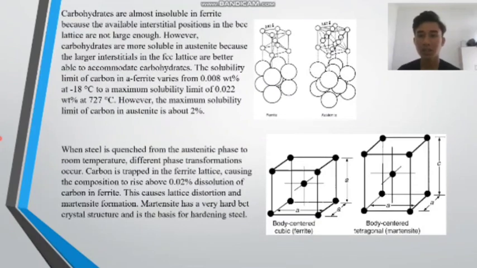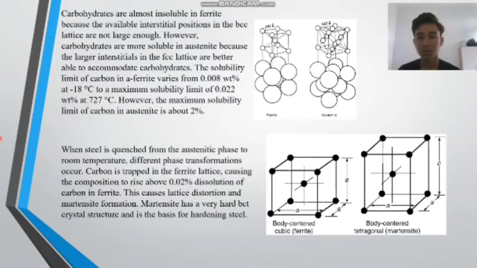Next, carbon is most insoluble in ferrite because the available interstitial positions in the BCC lattice are not large enough. However, carbon is more soluble in austenite because the larger interstitials in the FCC lattice are better able to accommodate carbon. The solubility limit of carbon in ferrite varies from 0.008 wt% at -18 degrees Celsius to a maximum solubility limit of 0.022 wt% at 727 degrees Celsius. However, the maximum solubility limit of carbon in austenite is about 2%.